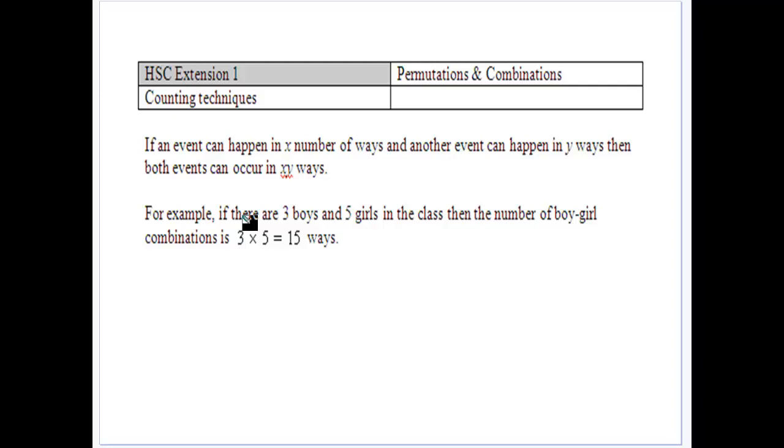The first thing we want to look at is the idea that you can have a number of events happening and combining. If the first one can happen in X ways and the second one can happen in Y ways, then all up the two events can happen in X times Y different ways. For example, if you've got 3 boys and 5 girls in a class, how many boy-girl combinations could you have? For every boy, you could pick 5 girls, and vice versa. For every girl, you could pick 3 boys to partner there. So you could have 15 ways all up. This is what we just call a simple counting technique.